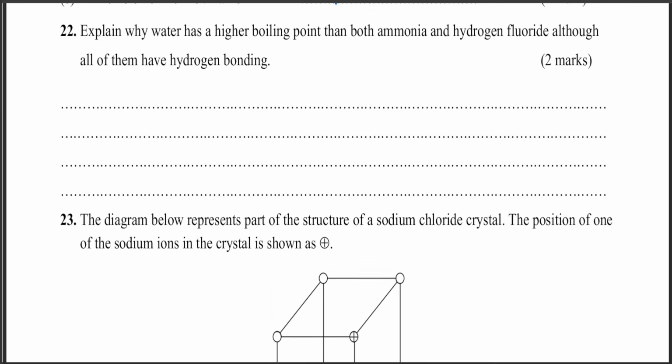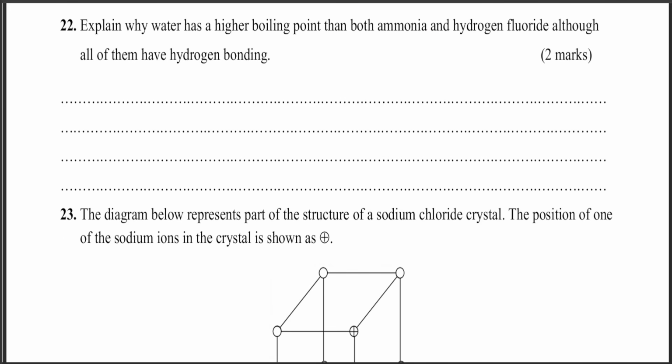Question 22. Explain why water has a higher boiling point than both ammonia and hydrogen fluoride, although all of them have hydrogen bonding.